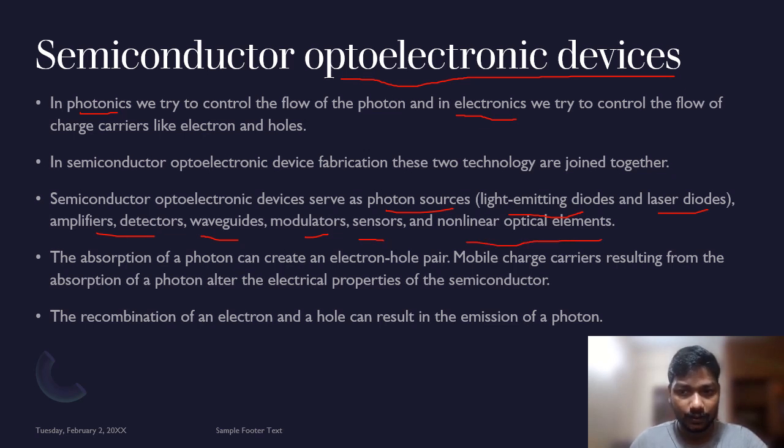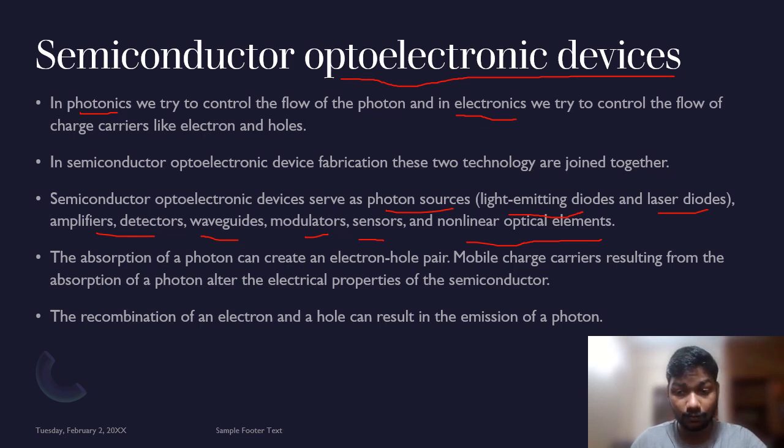These are the applications of these devices. The absorption of photon can create an electron hole pair. Mobile charge carriers resulting from the absorption of photon alter the electrical properties of the semiconductor. And the recombination of an electron and hole can result in emission of photon.